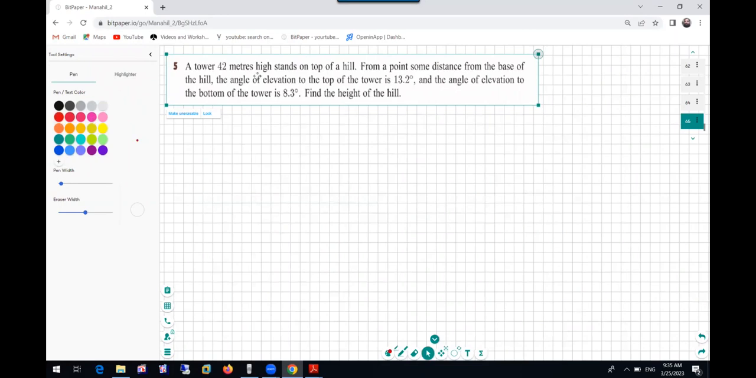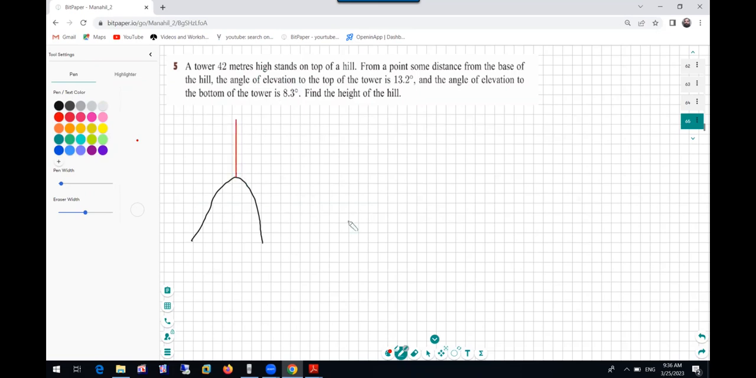Okay, it says a tower 42 meters high stands on top of a hill. I'm making a hill first. Say this is the hill. And a tower standing, its height is 42 meters. Say this is the tower. Its height is 42 meters. I'm mentioning here.